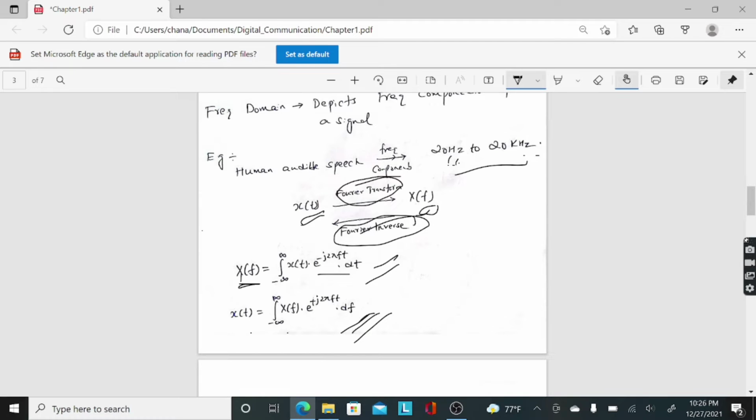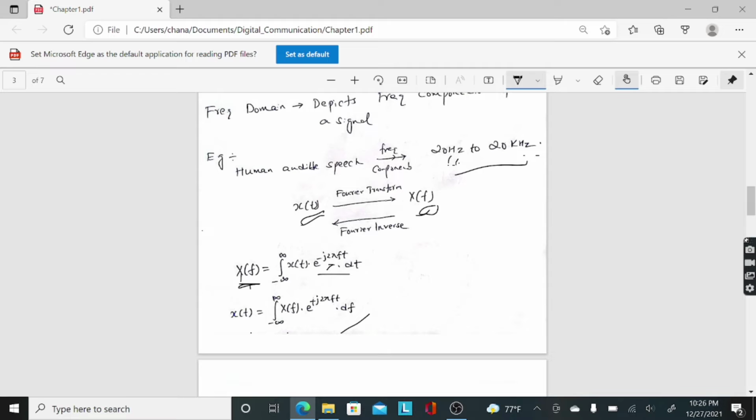Now a few things to notice here. In the Fourier transform, you have something called j, which means it's a complex number. You're not always going to get a real signal in frequency domain. You are going to get a complex number. So what does this complex number mean? Obviously there's no complex real world signal. So what does it mean?